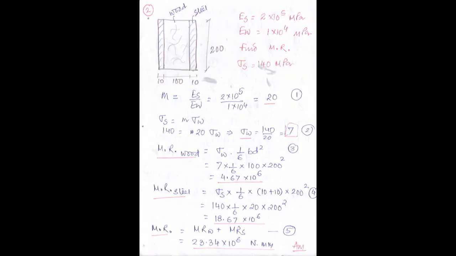Let us see another question. The question is, find the moment of resistance of the flitched beam as shown in the figure. The figure will be given to you. And what are the given data? Given data are written in the red color.